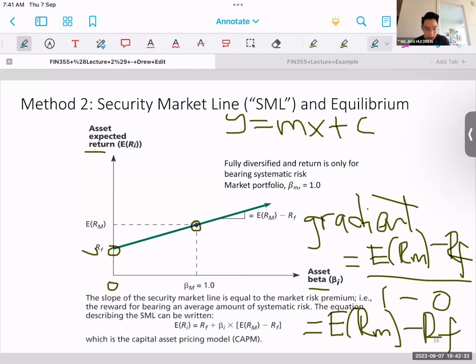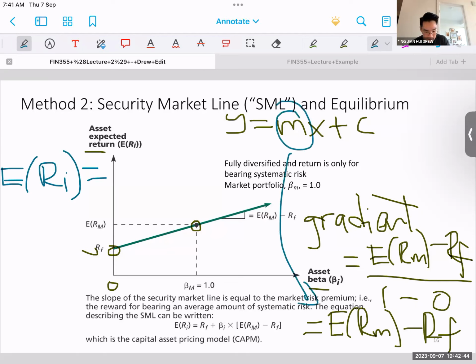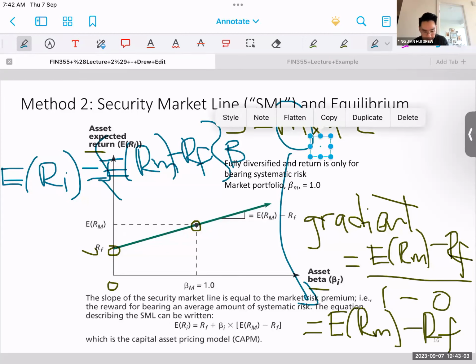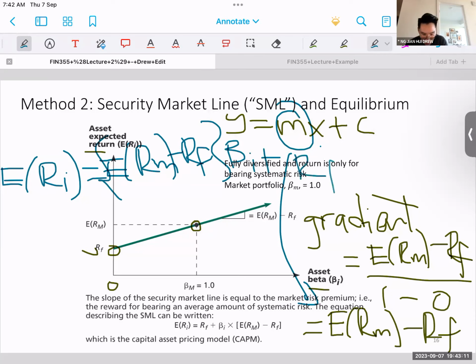So let me just use another color. What is y? y is ERI. So I've calculated what M is. M is here: ERM minus RF. What's X? Times beta. X is beta, BI. Plus, what is C? The intercept, which is RF.